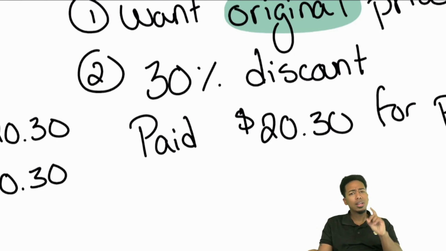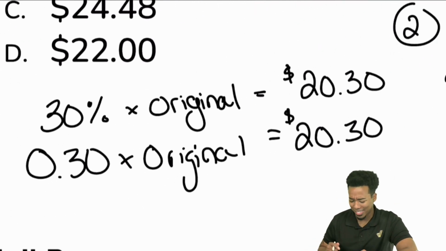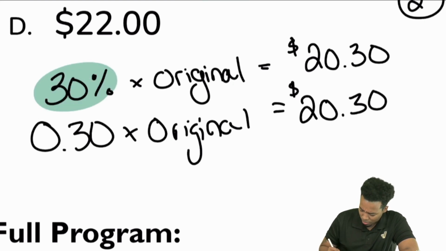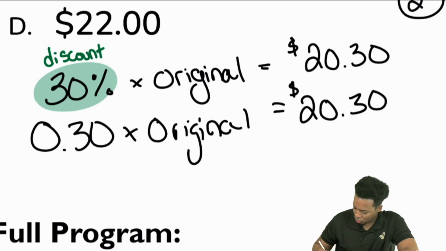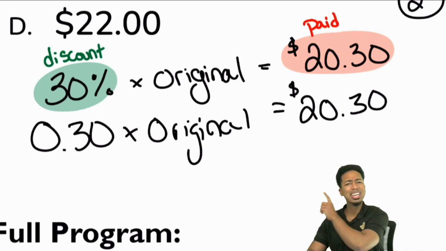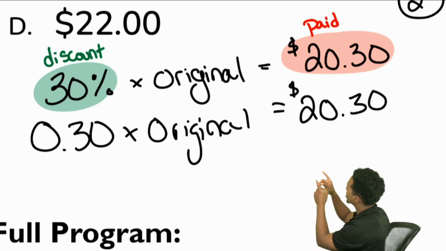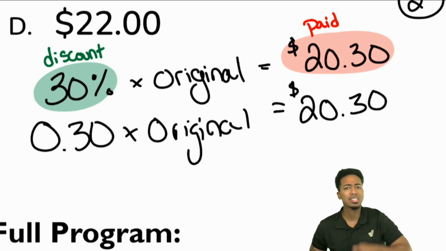Let me ask you this, and I'm trying not to sound like a joker right now. Let's think about it like this. 30%, that represents the discount. This $20.30, that represents how much you paid. Everyone, in this setup, is the percent that we're applying representing the result that we get? Is that what's happening here? Be honest. Do the percent and the result represent the same idea?